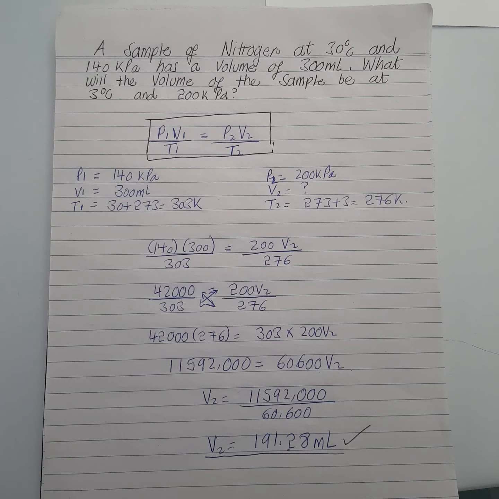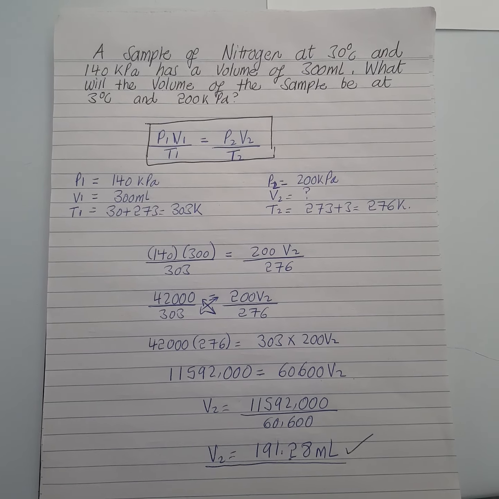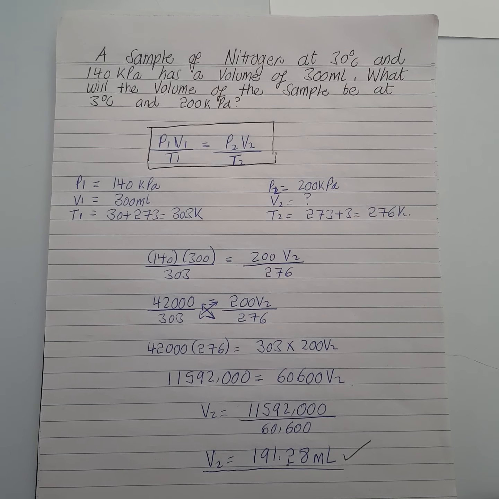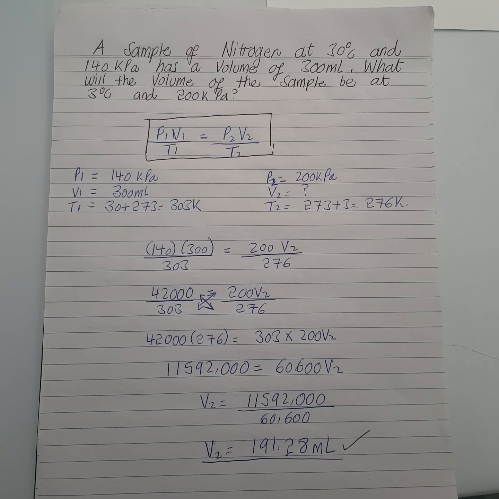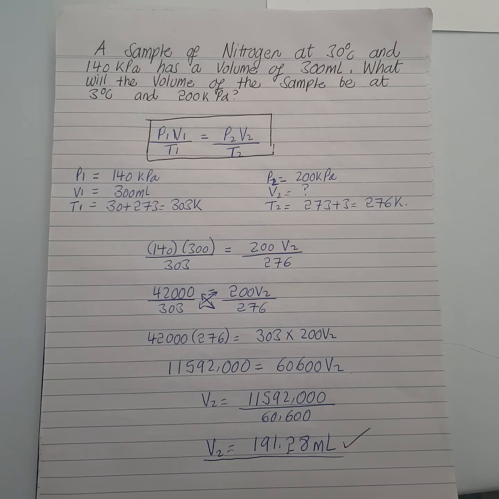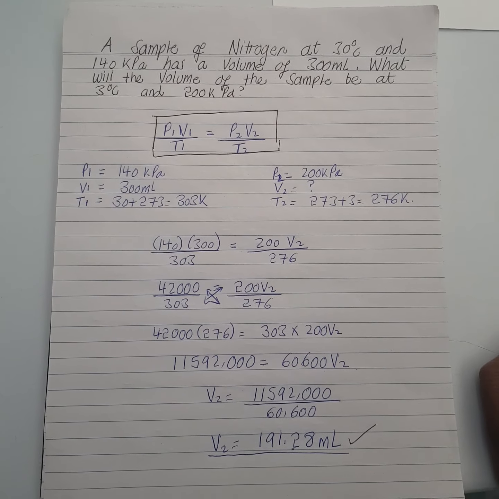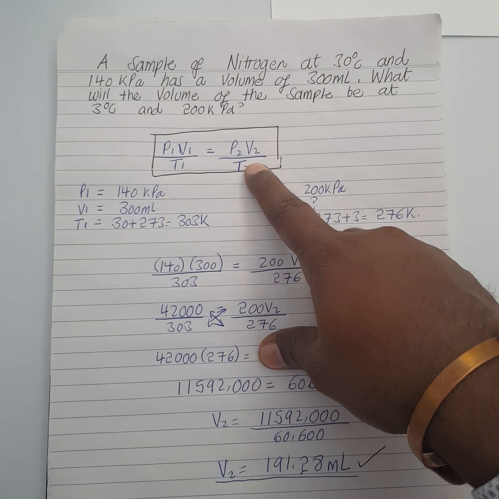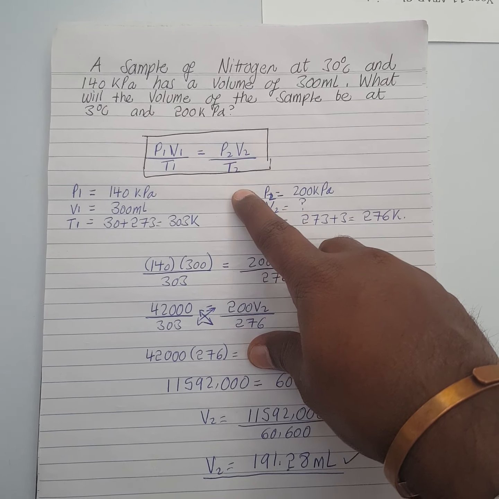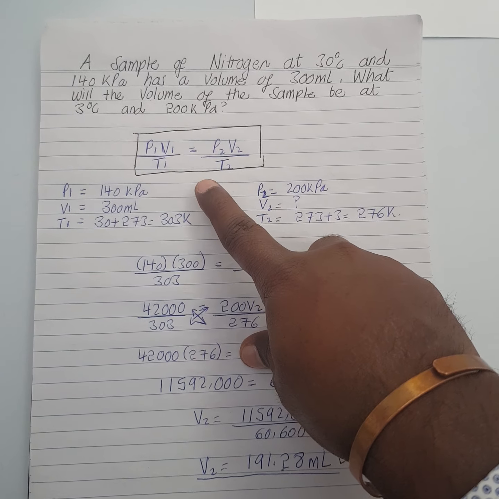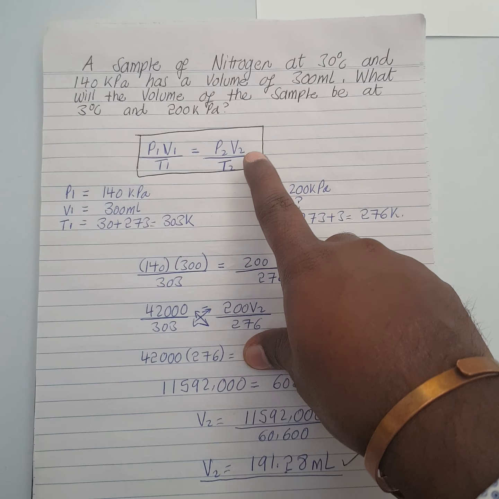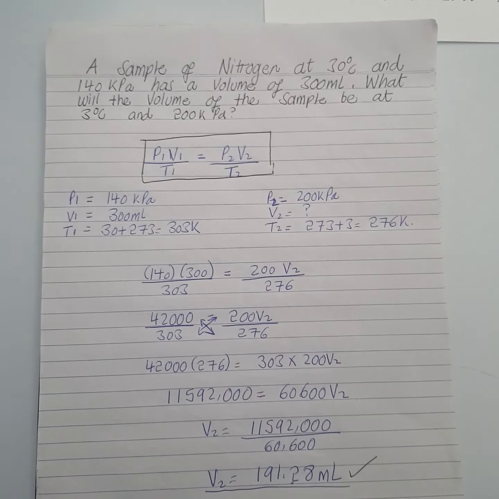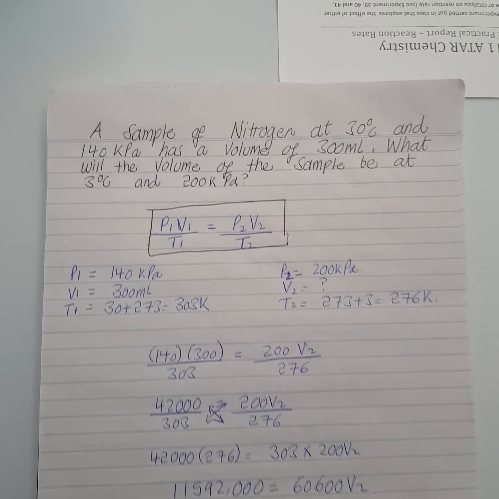Hi guys, in this video I'm going to show you a sample calculation that involves the combined gas law, that is pressure, volume and temperature. So in the previous video we showed the mathematical relationship between pressure, volume and temperature, which is P1 V1 over T1 equals P2 V2 over T2.